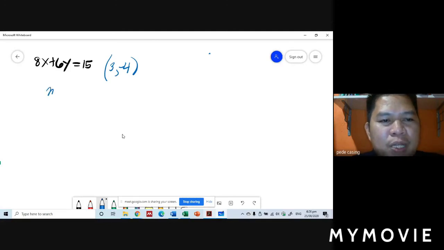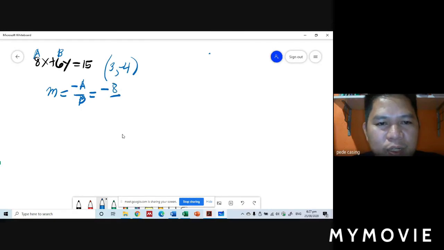So for our slope here, for our step number 1, that is -a/b, which is equal to, again, this is our a, this is our b. So we have to copy negative, then our a is 8 over b is 6. So that is negative, reduced to lowest term, divisible by 2. 8 divided by 2 is equal to 4 over 6 divided by 2 is equal to 3. So ang slope nato ani is -4/3.